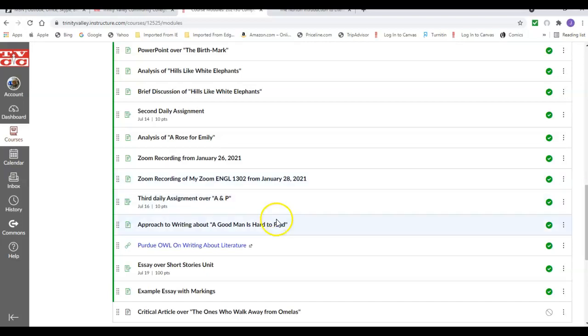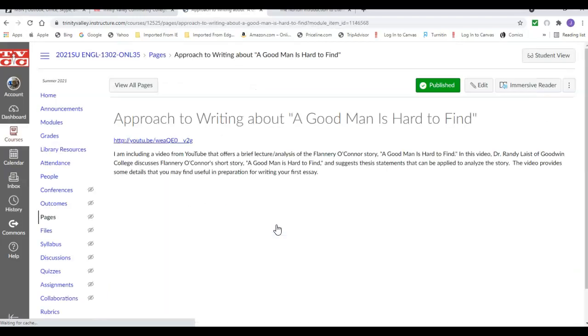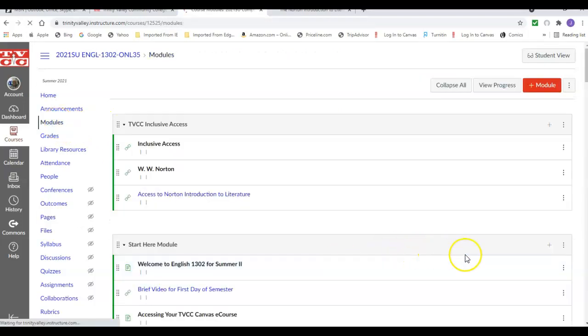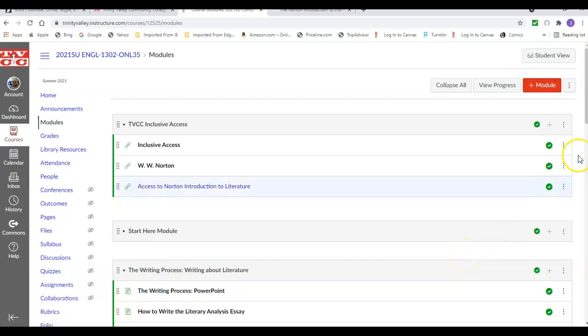This is about A Good Man Is Hard to Find by Chopin, and in this particular one, it shows you about thesis and some details. If you looked at it, it's a video, and it literally walks you through a choice of different thesis statements. Literally, there are 6, and provides the first one. The second one is the exact opposite. So literally, there are different approaches you can take to a story, and that's what this does. This is from Dr. Randy Last of Goodwin College, who gives you that idea and presentation.